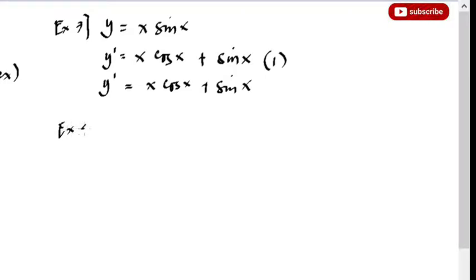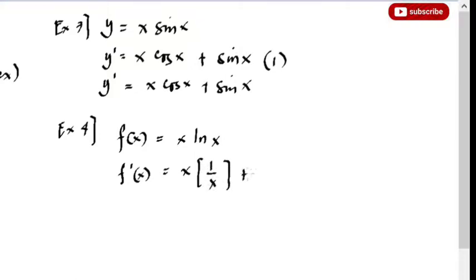If we have here, example number 4 na tayo. If we have here f of x, yan, gamit tayo ng f of x, x ln of x. Ayan. Ano yung f prime of x? Ano yung derivative niya? Well, nagsabi ko, the first, which is x, times the derivative of the second, which is ln of x. What is the derivative of ln of x? That is 1 over x, right? Plus the second times the derivative of the first, which is 1.